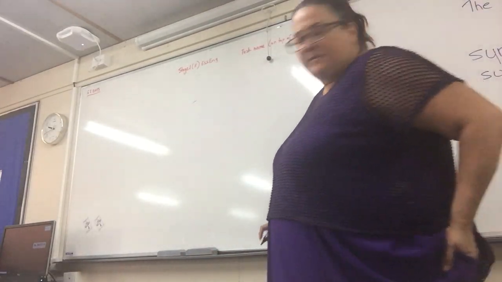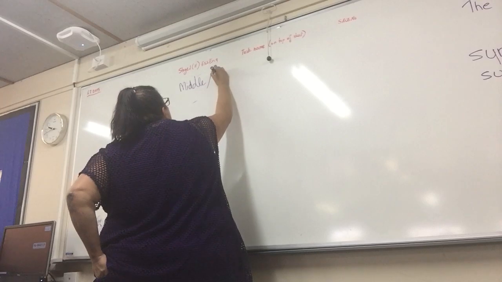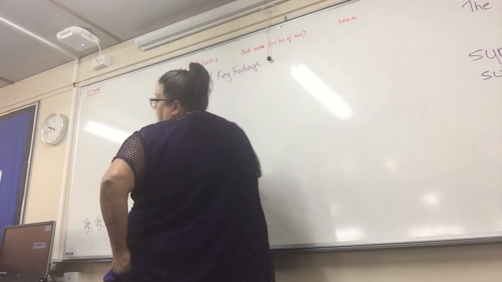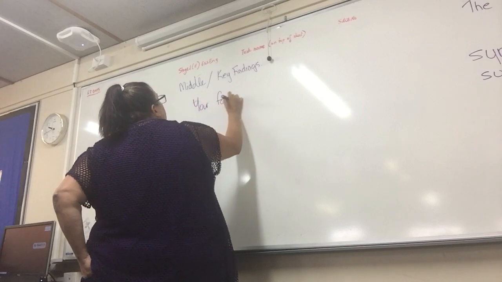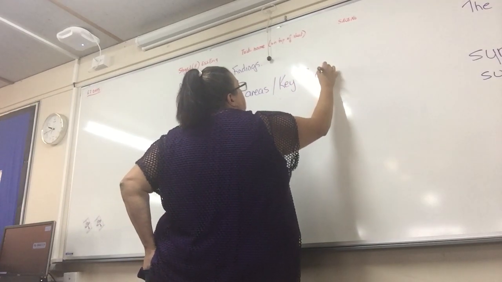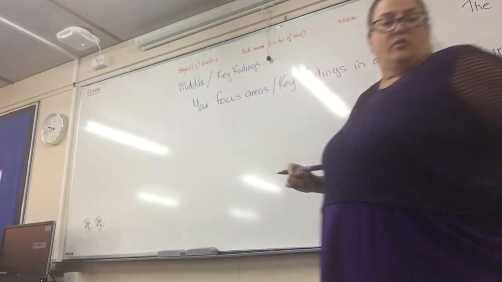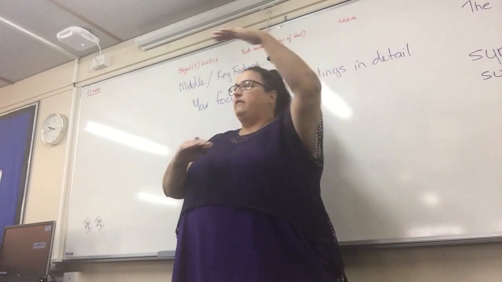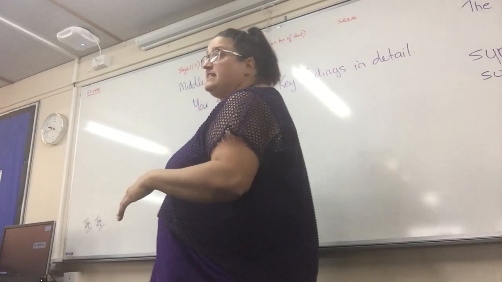So then we have the guts of it. So the middle section. Key findings. And this is where we cover your focus areas or your key findings in detail. Okay, the way that you do that, you know the key findings planner tool, the one that I've given you a template for, okay? You can use that to plan each of these sections.